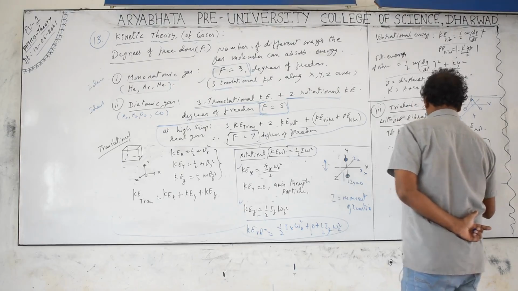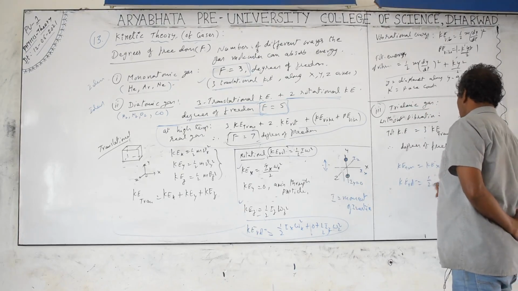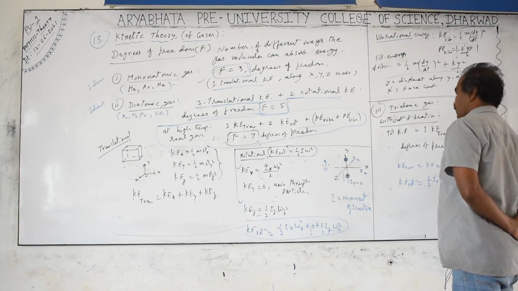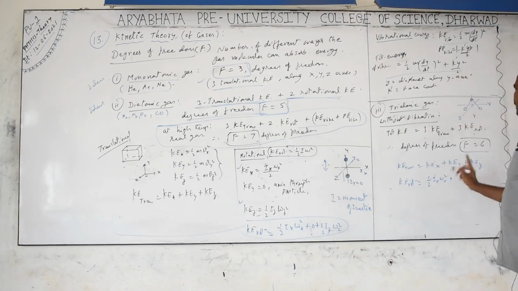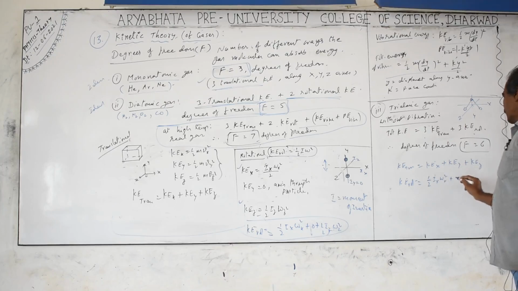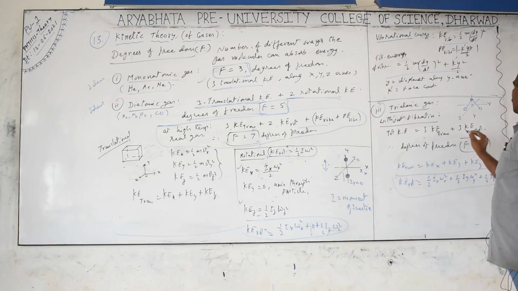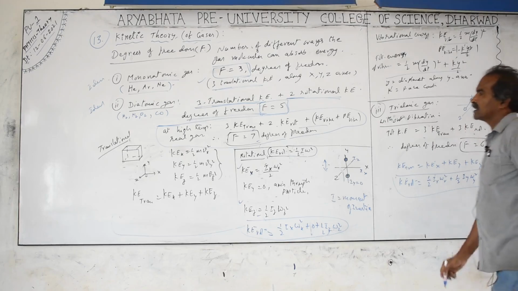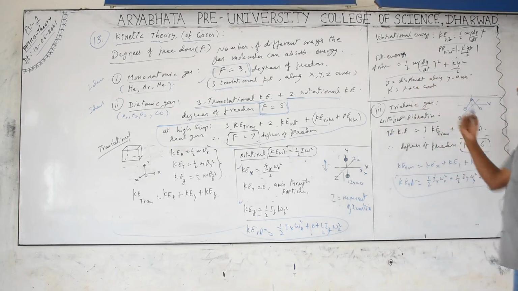Rotational kinetic energy along the x-axis is half Ix omega square, and omega is nearly equal in all directions, plus half Iy omega square, plus half Iz omega z square. So 3 plus 3, total is 6 degrees of freedom for triatomic gases. For more complex molecules, with f degrees of freedom, you have to take the expressions accordingly.